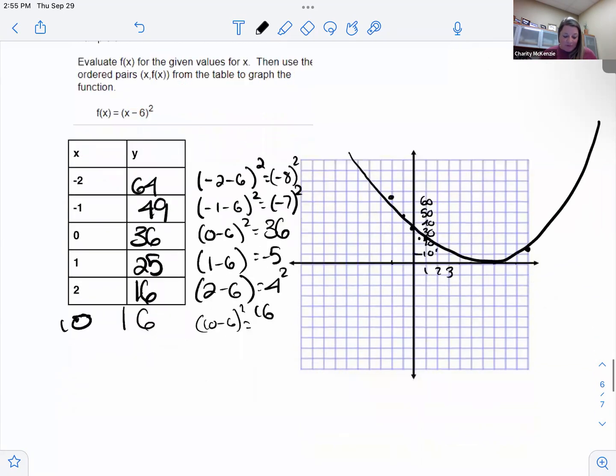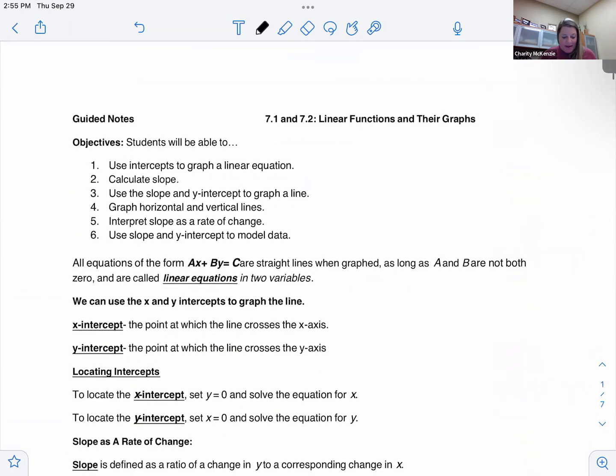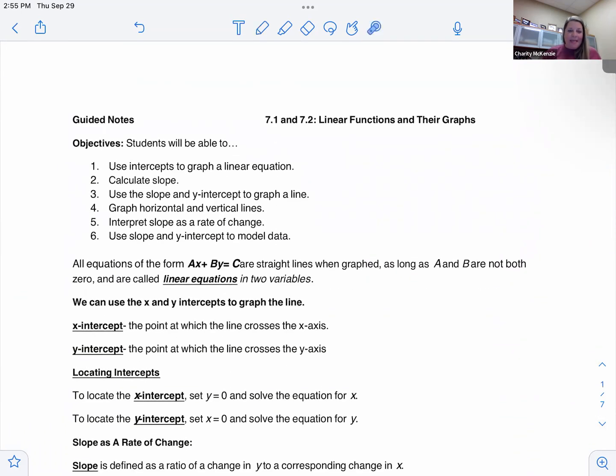All right, so basic ideas to take away. Let me go back up to the top. Basic ideas to take away is you can find intercepts by putting in 0 for x, find y. 0 for y, find x. Okay, you can find slope. You can graph a line using a chart always. Or you can use slope and y-intercept if it's in the form y equals. Okay, you can graph horizontal or vertical lines. They're only y or x equals a number.